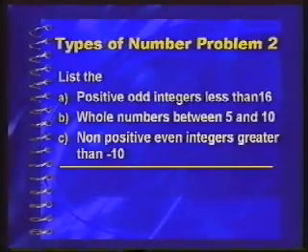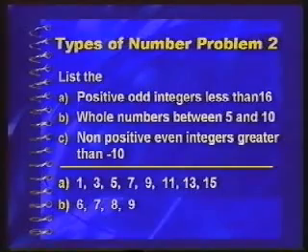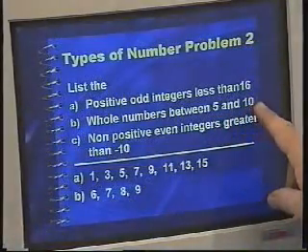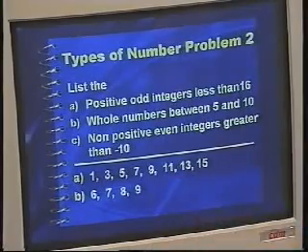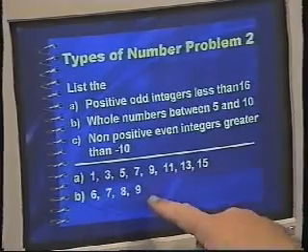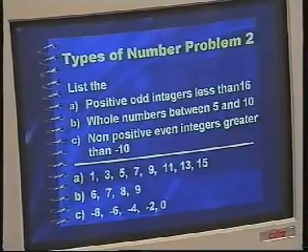Here we want to find the positive odd integers less than 16. First of all, less than 16, so it's 15, has to be odd. It has to be positive, and there you go. Then we want to find the whole numbers between 5 and 10. Whole numbers are simply numbers like 1, 2, 3, but in this case you start at 6 and you have to finish at 9.